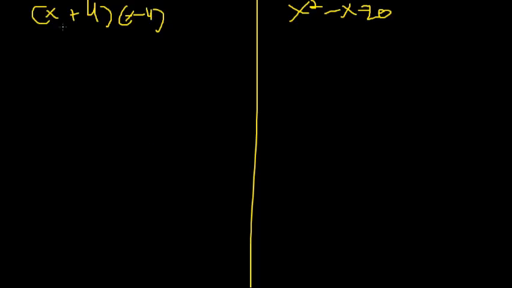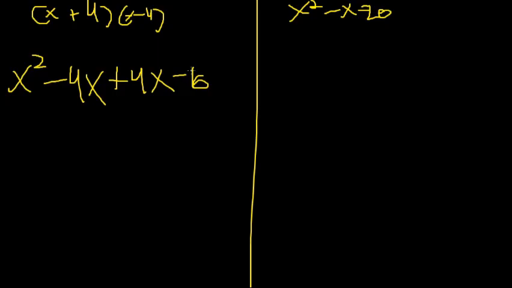Alright, let's get into this one first. We have to FOIL it. So we do these two first. x times x gives us x squared. x times negative 4, negative 4x. 4 times x is 4x. 4 times negative 4, negative 16. And so this will give us x squared minus 16.